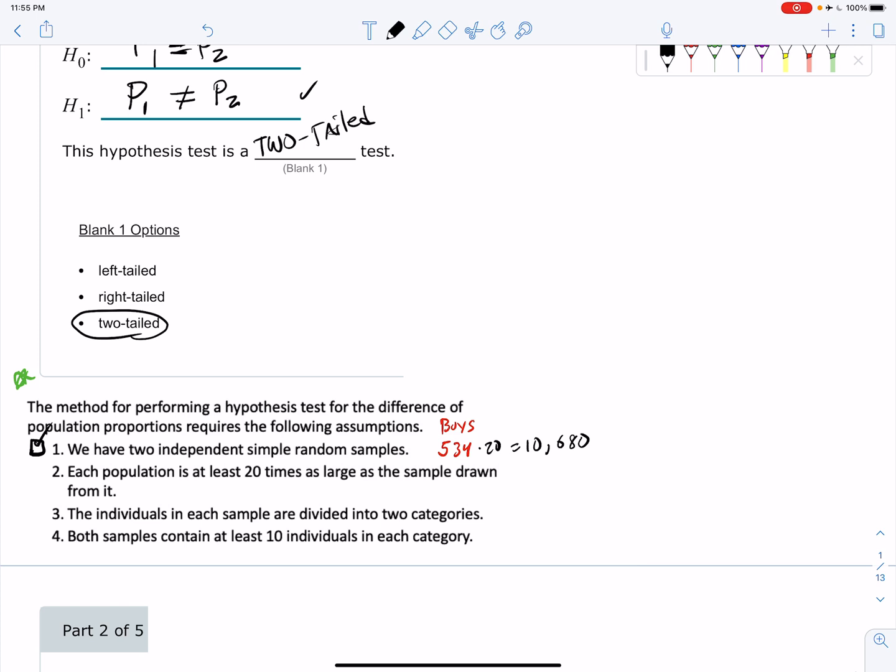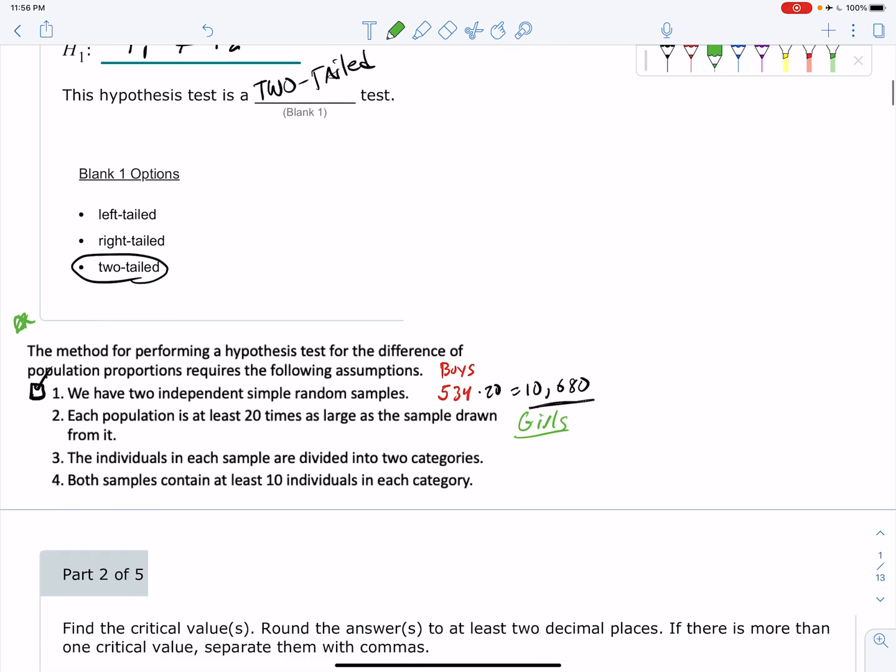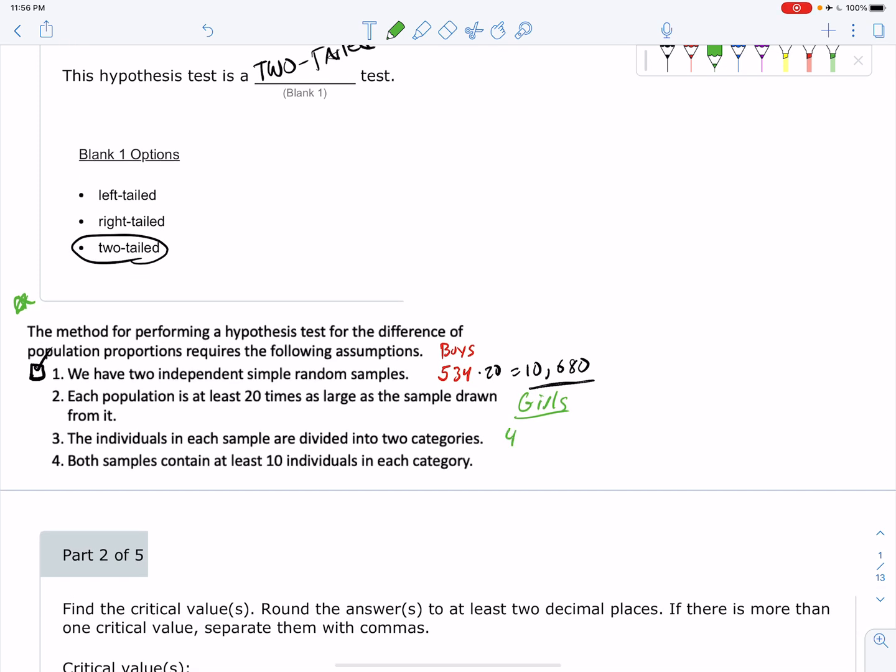So the sample was 534, and multiplied by 20 is 10,680. It was a national sample. So in our nation, are there at least 10,000 boys? Yes, definitely, right? So that's satisfied. And also when you take a look at the girls, you'll notice a similar kind of thing. The girls happen to be 495.